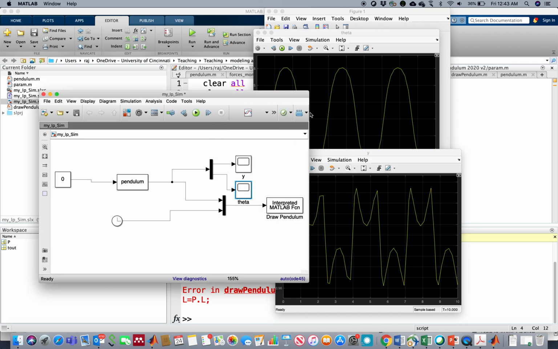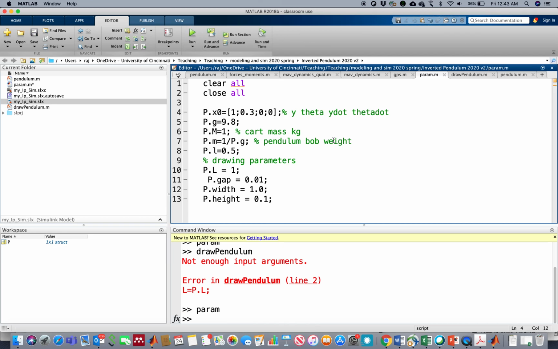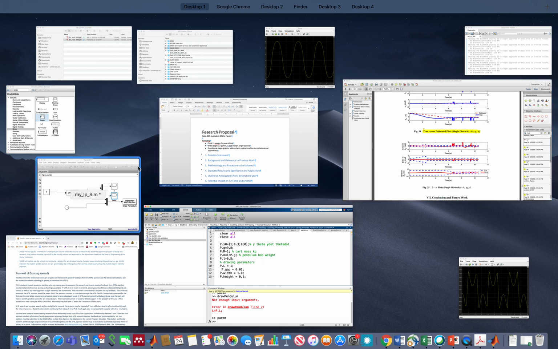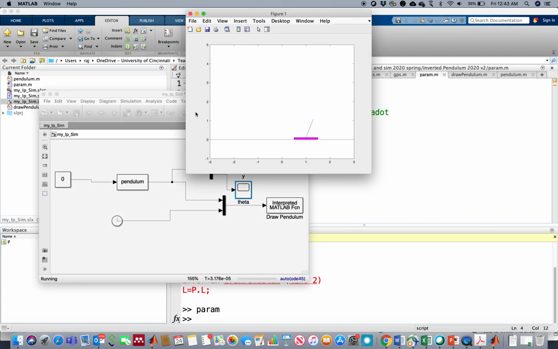So yeah, we can change the initial condition and see if it changes anything. Let's make it 0.3, so it will be around 15 degrees. Let's see. So now it starts further off, right? You see the cart is also moving slightly, but it is not unstable.